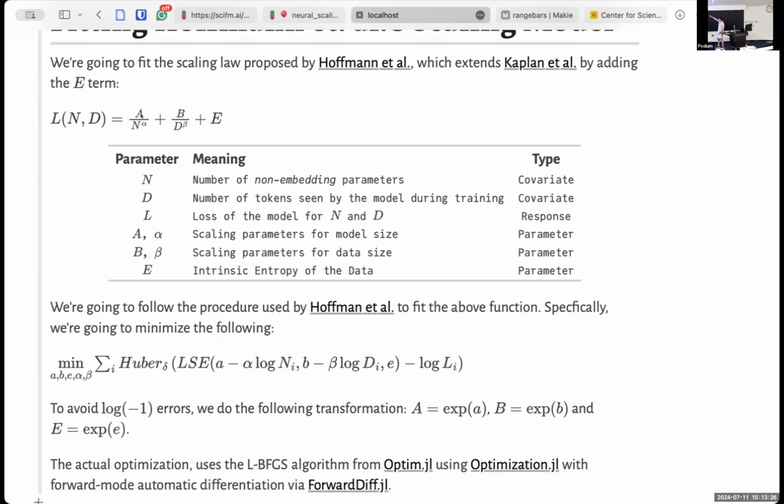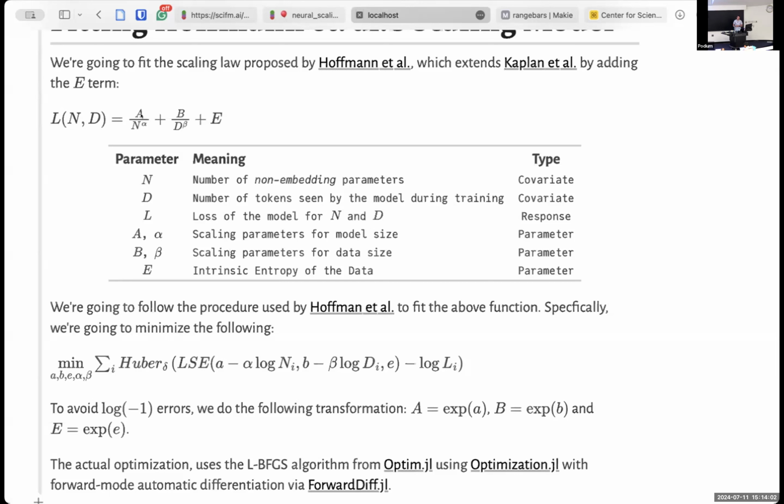Now, we can see what all those parameters are and what they mean. And what we're now going to do is follow the procedure outlined by Hoffman to do this fit, which essentially results in us doing a little bit of transformation. We're going to replace our big A with an exponential of a value, essentially to allow the little a to be between negative infinity and positive infinity. If we had just used real A, it would have to be, strictly speaking, positive, and that makes it a little bit harder to do your optimization. So we do a couple of transformations.